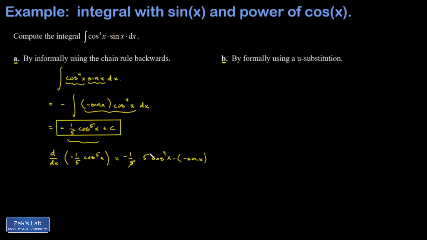And my 5's cancel, and my -1 cancels with a factor of -1 here. And I'm left with cosine to the fourth times sine x, which is the integrand that I started with. So we know this is right.